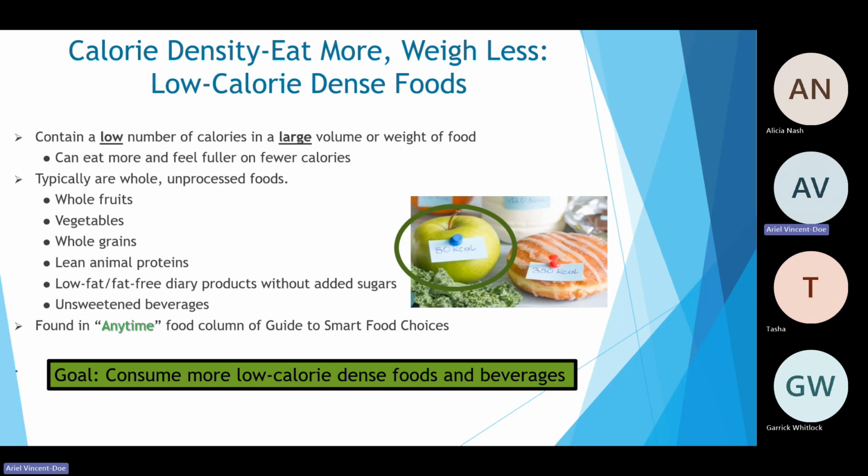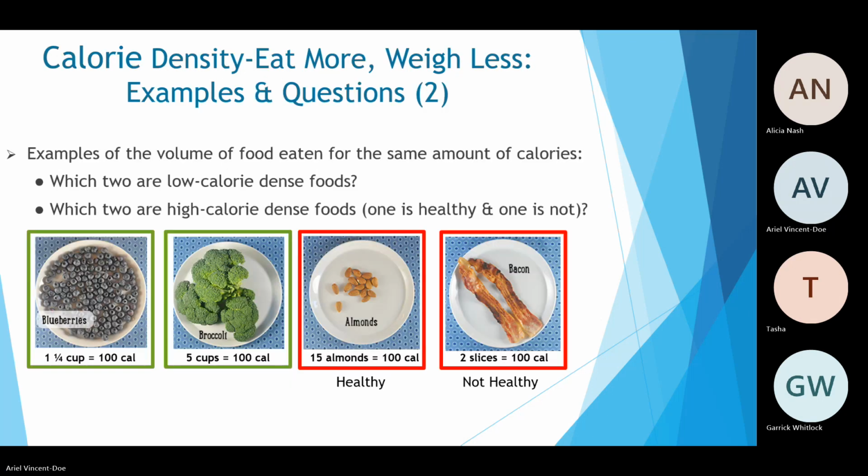And examples of low calorie dense foods include whole fruits, vegetables, whole grains, lean animal protein, low fat or fat free dairy products without added sugars, and unsweetened beverages. And these are found in your anytime food column of your Guide to Smart Food Choices. All right.